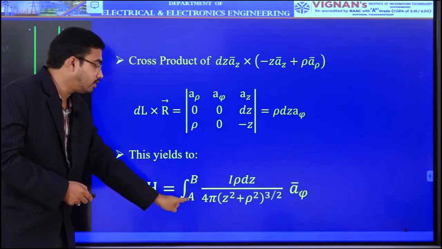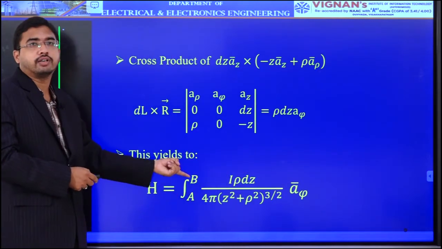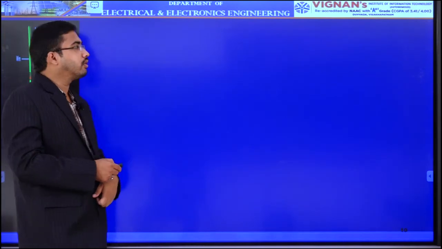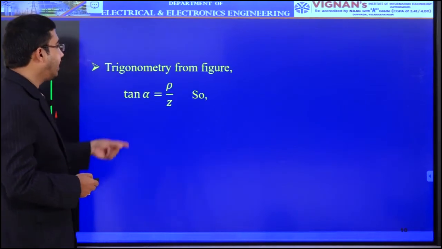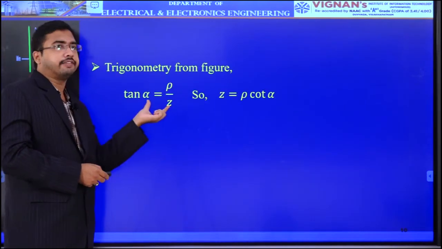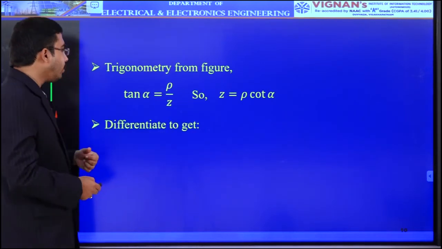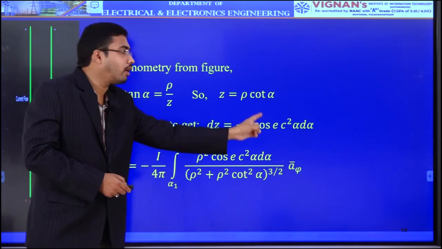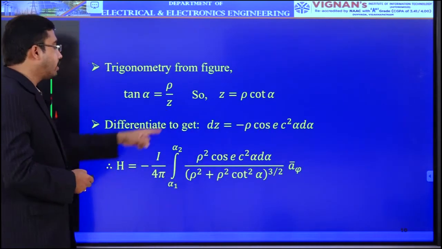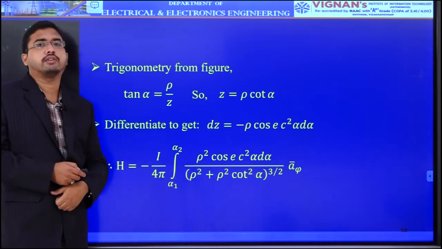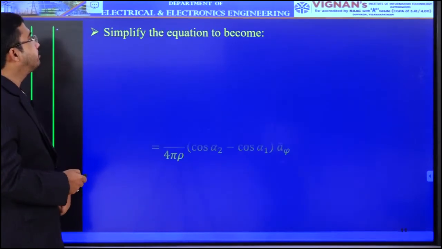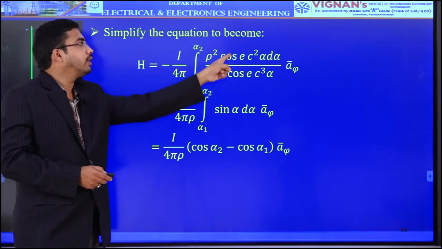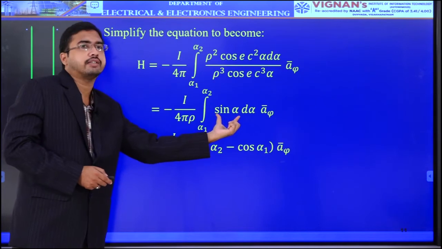Now, the limits should be taken from alpha 1 to alpha 2, because now your conductor is of finite length, not infinite length. On adjusting the terms, take tan alpha is rho by z. On differentiating this, you will get dz equal to minus rho, and what is the differentiation for cot? Minus cosecant square alpha. So, substitute these terms in the Biot-Savart's law formula. On further improvement, I am substituting the limits from alpha 1 to alpha 2, and solving this expression, simply you will get sin alpha.